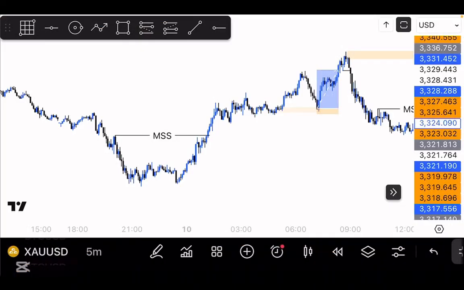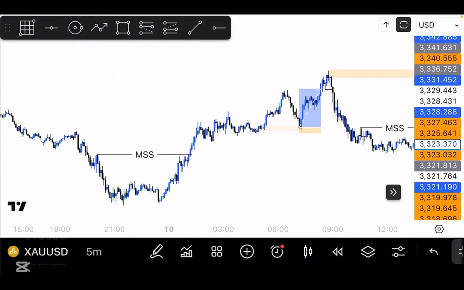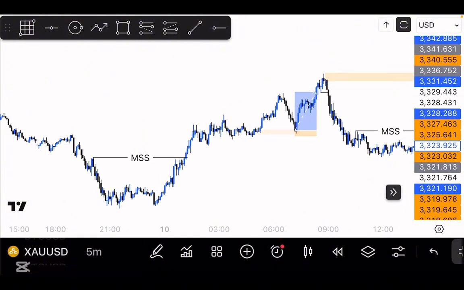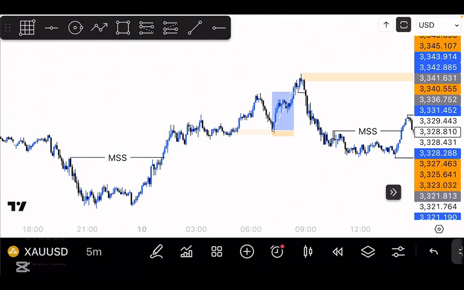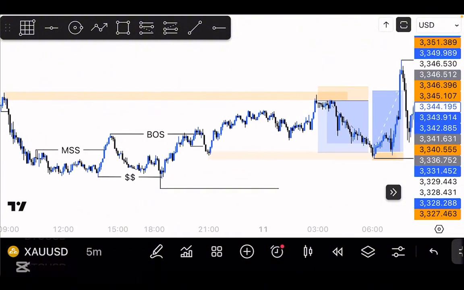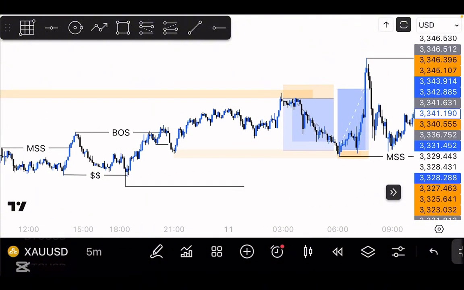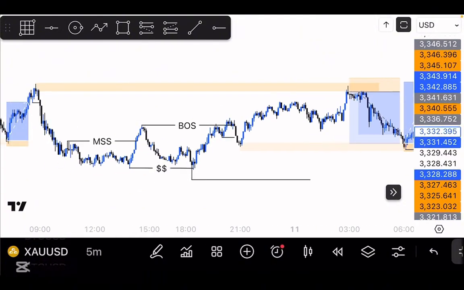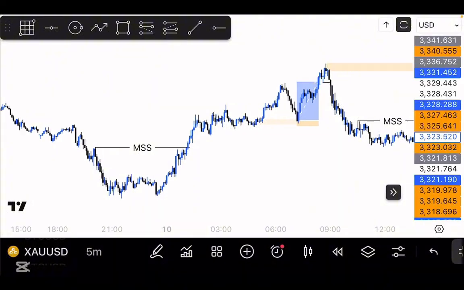Alright guys, this is a simple trade recap of my trade last week, what made me take this trade, and how much I made from it. This one here is the first trade. Then this is the second trade. This third one, I actually did not take it, but I closed it here. So let me show you guys the breakdown.